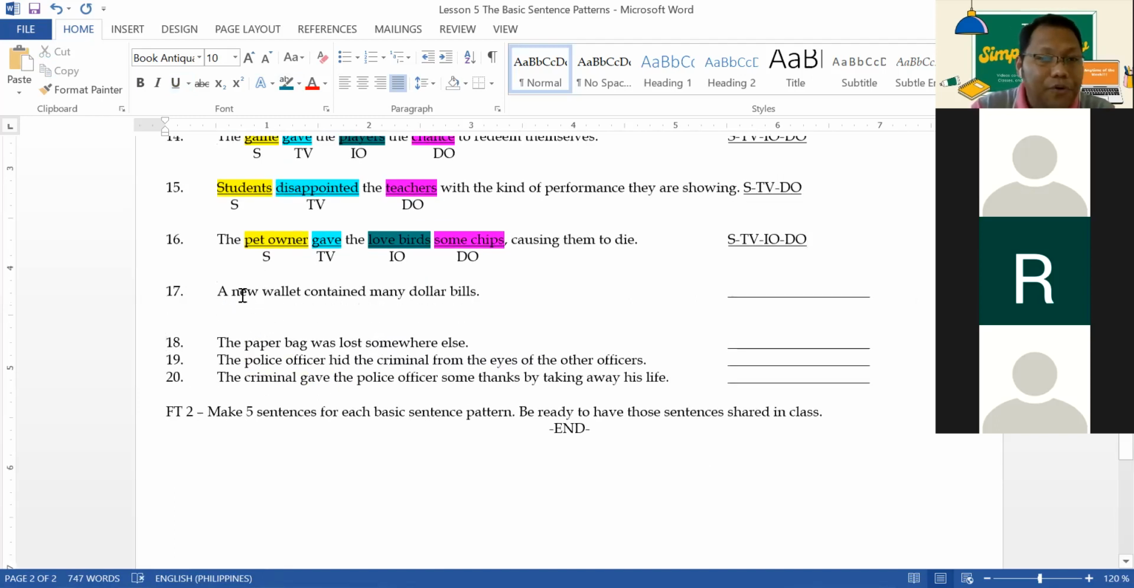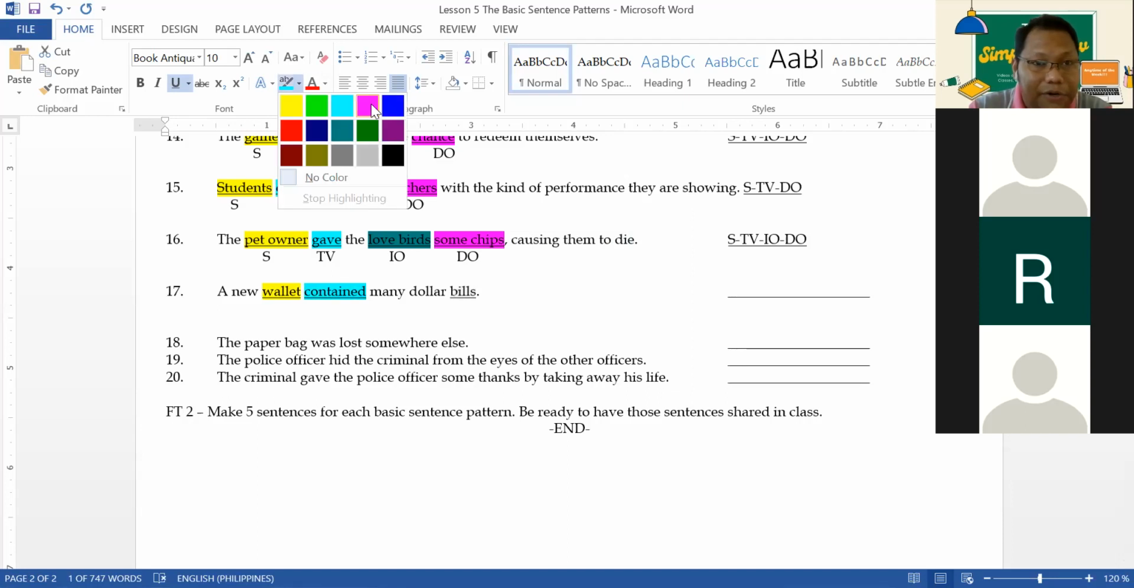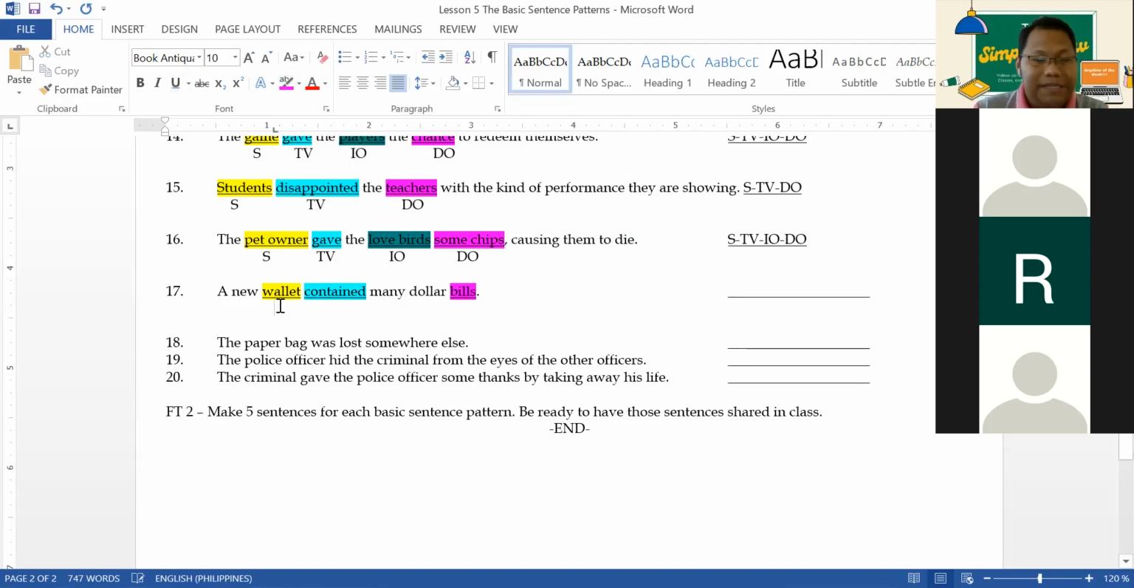17. A new wallet contained many dollar bills. Wallet is our subject. Contained is our verb. Contained what? Bills, or many dollar bills. Bills would be your DO, or many dollar bills, that's your DO. And that means that if there's a direct object, your verb is a transitive verb.